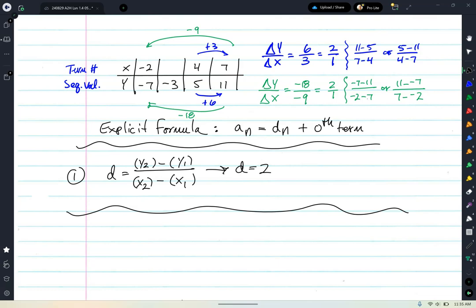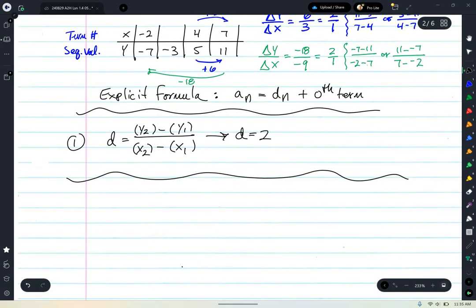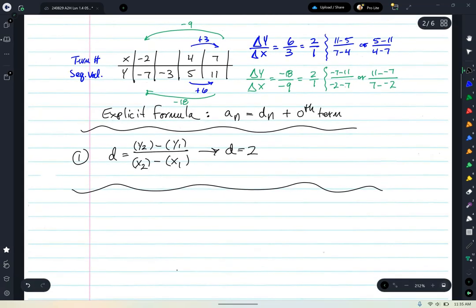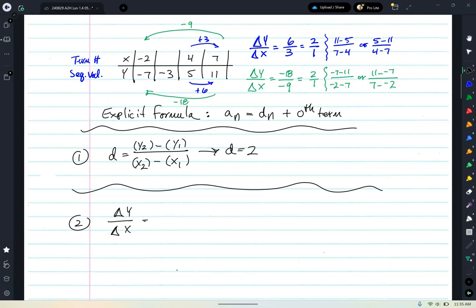You'd pick points, right? You'd plug them in and then solve for b. Okay, well, let's think about this a different way. All right, you ready? So we know that the change in y over the change in x is 2 over 1, right? We know that's the ratio.